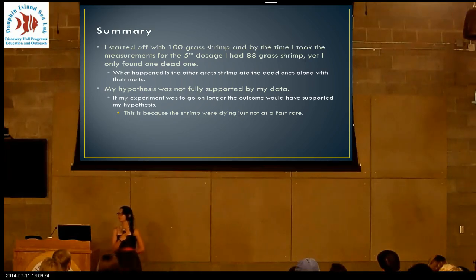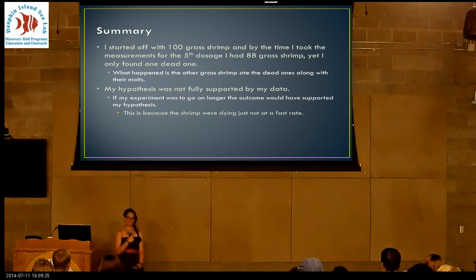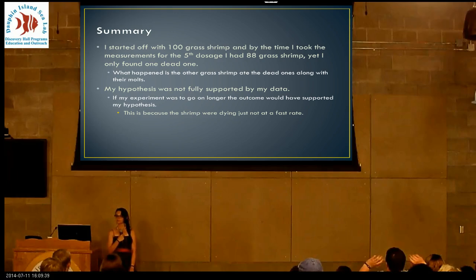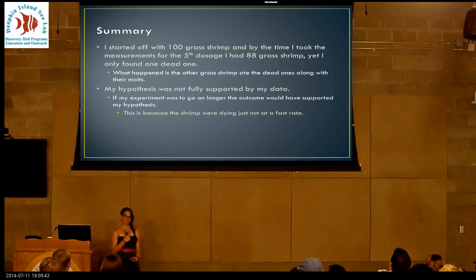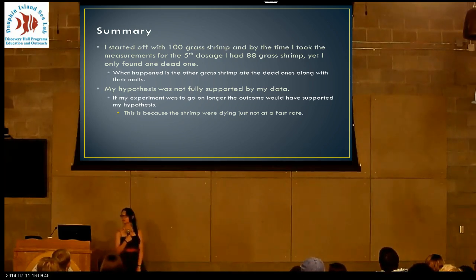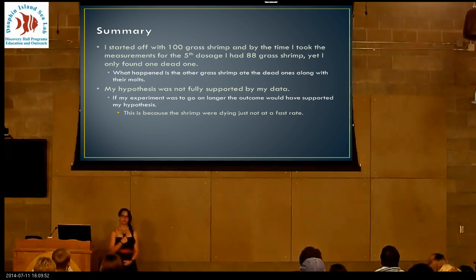And so I started off with 100 grass shrimp, and by the time I took the measurement for the 5th dosage, I had 88 grass shrimp left. And throughout the whole time, I didn't think they were dying because I had only found 1 dead body in the tank over the whole span. And what I realized was that the grass shrimp had been eating the dead ones and also eating their molts. So my hypothesis was not fully supported by my data, but if this experiment was to go on for longer, then possibly it could have.